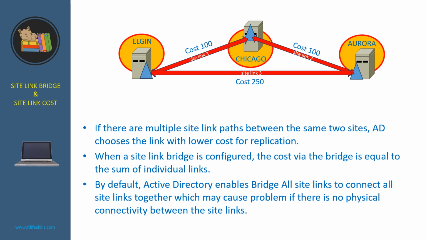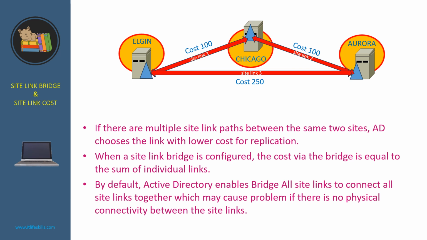Let's learn about site bridge and site link costs. As you may know, if there are multiple site link paths between the same two sites, Active Directory chooses the link with lower cost for replication. When a site bridge is configured, the cost via the bridge is equal to the sum of individual links. By default, Active Directory enables bridge all site links to connect all site links together, which may cause problems if there is no physical connectivity between the site links.